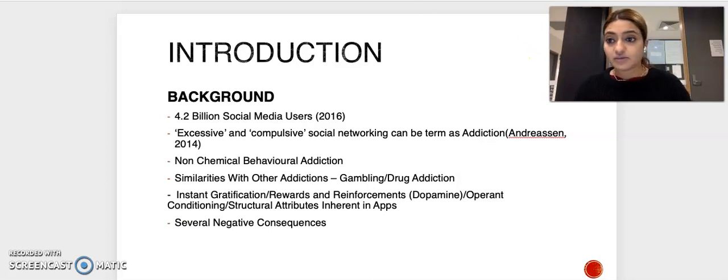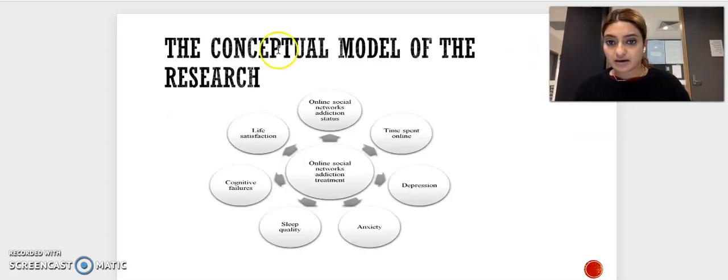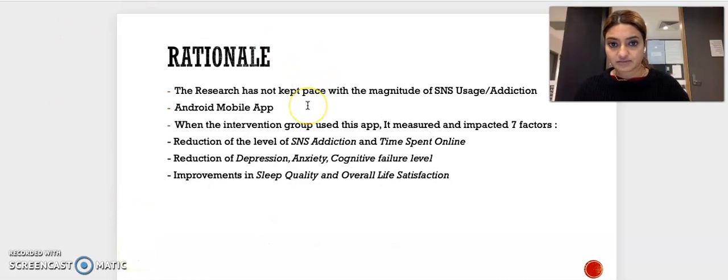There are several negative consequences, but we will address 7 of these and how a mobile app that was designed will actually help in the reduction of the level of social networking addiction and reduction of time spent online, reduction of depression, anxiety, cognitive failure levels, and an increase in sleep quality and overall life satisfaction.